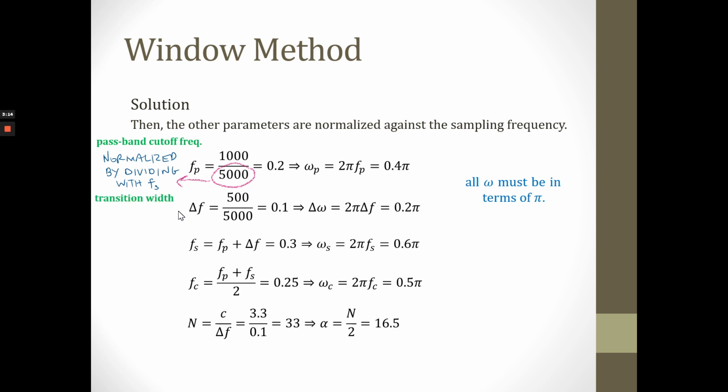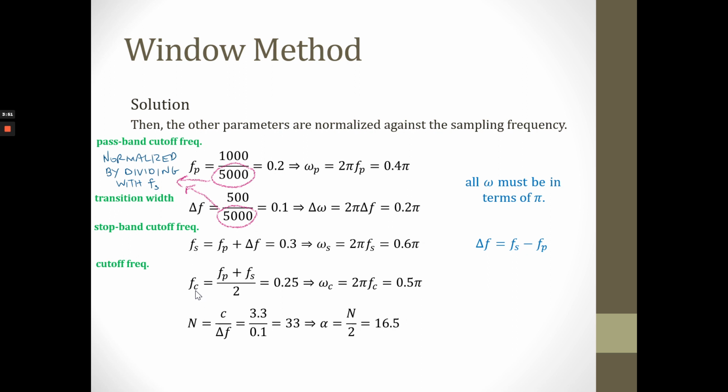Next, we calculate the transition width delta F. First, we normalize. Given in the specification, the transition width is 500 Hz. So we normalize by dividing with sampling frequency 5 kHz and then convert to delta omega. So we have this value. Next, we have the stop band cutoff frequency, based on this equation, delta F equal to Fs minus Fp. So we rearrange this equation, determine Fs, and convert into omega s.